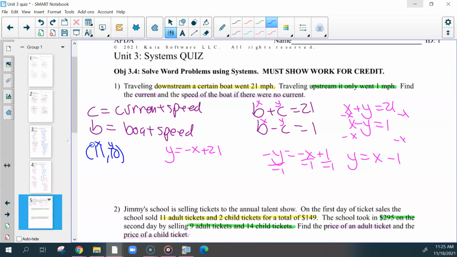Then you would tell me what those mean. So X was B, so our B equals 11, and our units was miles per hour. Our Y was C, so that was 10 miles per hour. If we were solving by graphing, that's all the work you would need to show me.